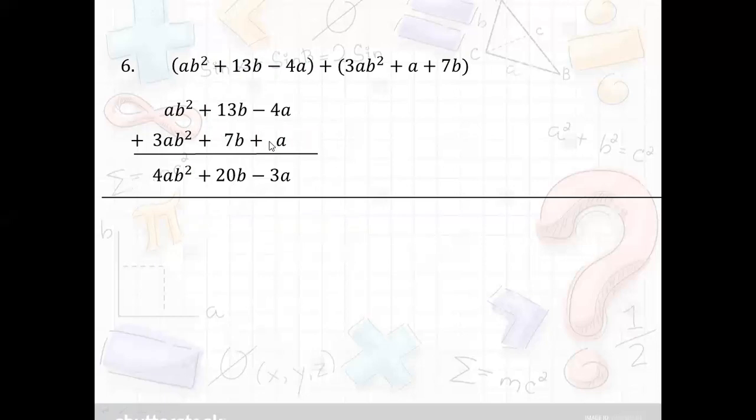Then minus 4 plus 1. So minus 4 plus 1 will give you a minus 3a. So the answer for question number 6 is 4ab squared plus 20b minus 3a.